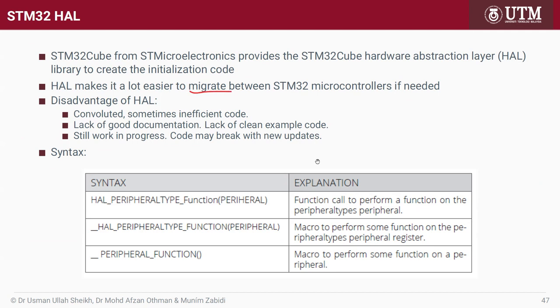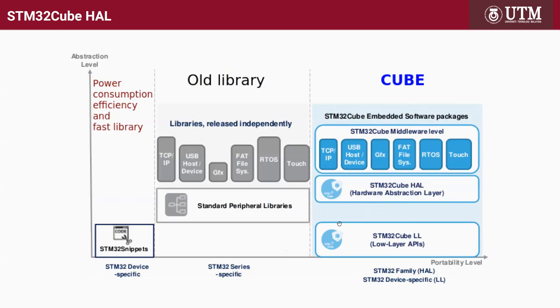Okay, so the syntax is: if HAL is in front, that means it's a function. There's one space, and then followed by HAL is a macro, and then there are two types of macro there. Okay, so if you use your own software, it will be like this. It's a snippet. A snippet is a useful sequence of code that you share. Normally these snippets are device specific. You can only use them for one device, and it's not portable.